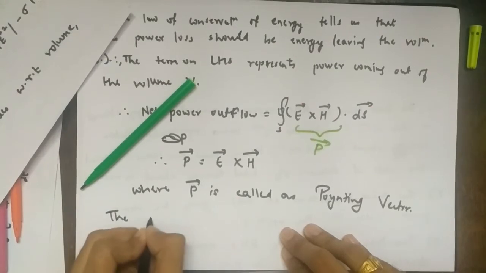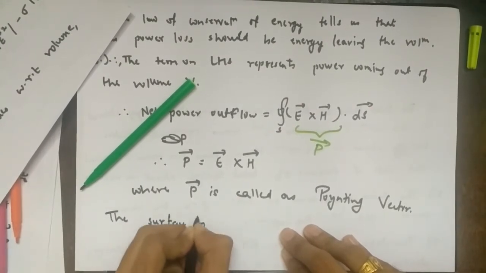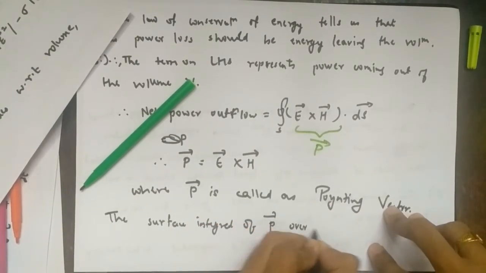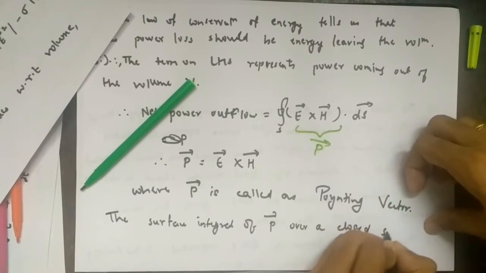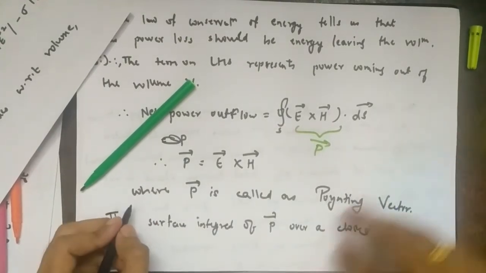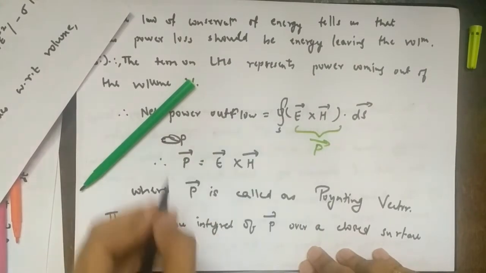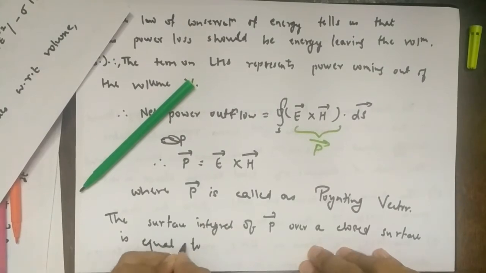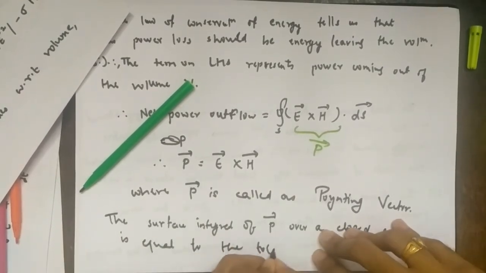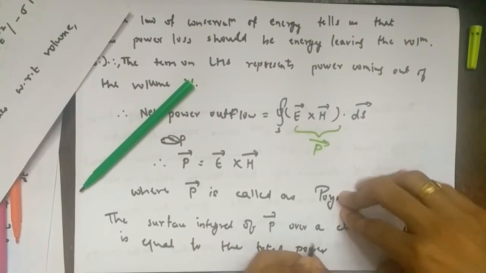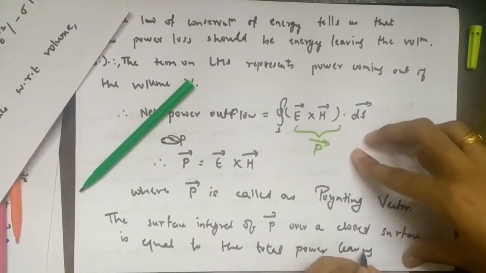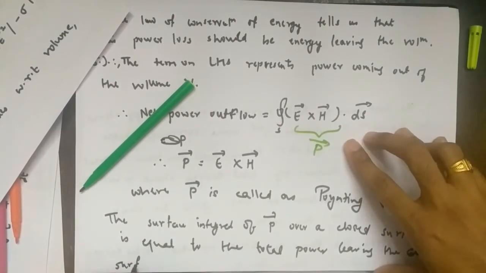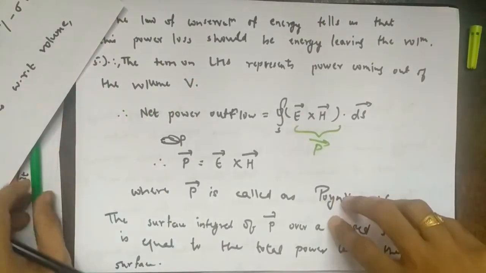So how is it defined? The surface integral of P vector over a closed surface is equal to what? Nothing but the total power leaving the closed surface. So this is nothing but the Poynting theorem, right?